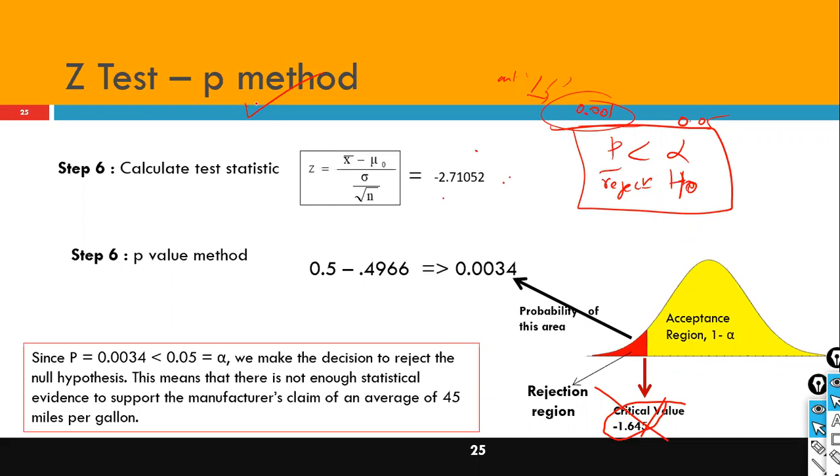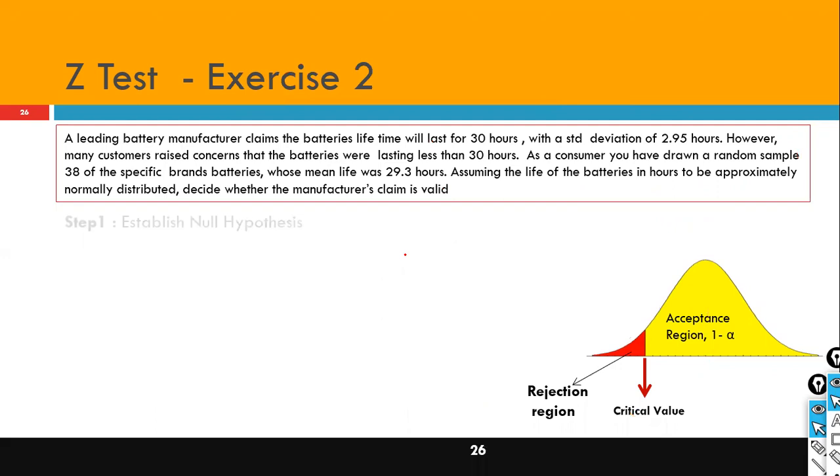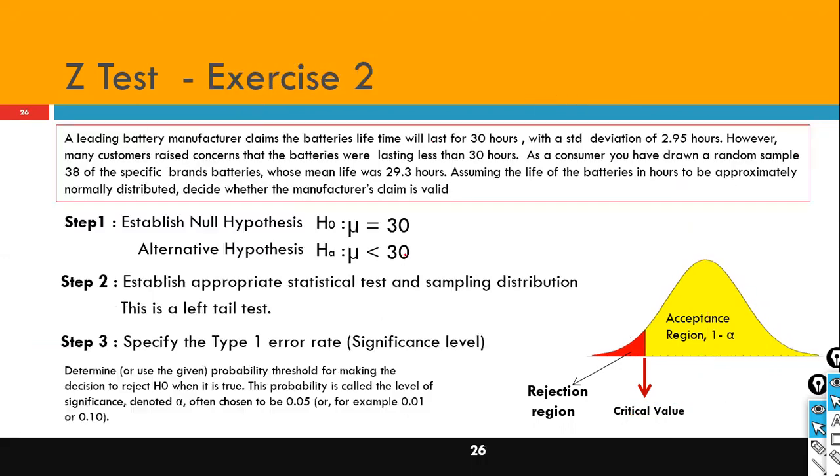Here, look here, this is my z value, minus 2.71. So the p-value method, how I can obtain it, since it is a left tail test. Look here in the middle, if you divide the normal distribution, on the left side it is 0.5, on the right side it is 0.5. The total area under the curve is 1. If you bisect this, if you cut it in the middle, the left side is 0.5, the right side is 0.5. Since we are conducting a left tail test, 0.5 minus this value 0.496 is how I arrived at minus 2.71.